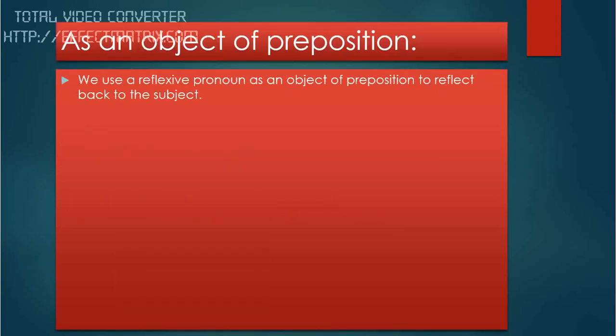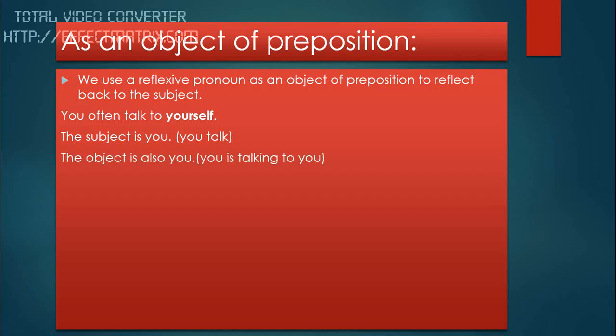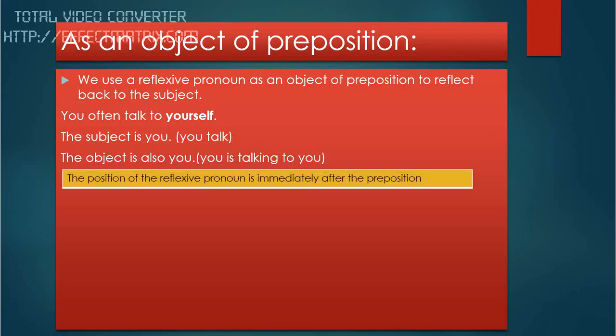As an object of a preposition, we use a reflexive pronoun to reflect back to the subject. For example, you often talk to yourself. Here the subject is you because it is you who is talking. The object is also you because you are talking to you. This time the position of the reflexive pronoun is immediately after the preposition. So talk has a preposition with it, talk to, because we talk to somebody. So this time the reflexive pronoun comes after the preposition.